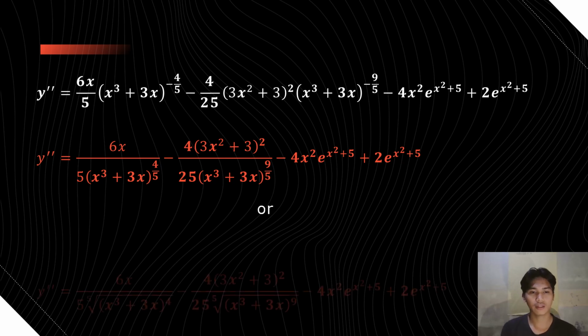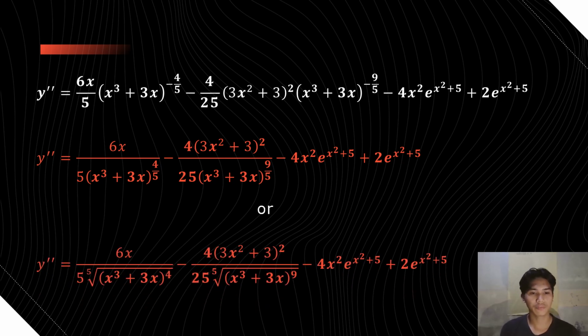or we can write it as 6x over 5 fifth root of x cubed plus 3x to the power of 4 minus 4 times 3x squared plus 3 raised to 2 over 25 fifth root of x cubed plus 3x raised to 9 minus 4x squared e to the power of x squared plus 5 plus 2e raised to x squared plus 5.